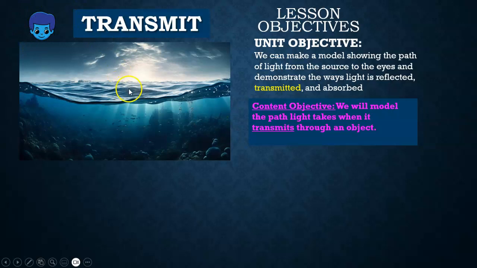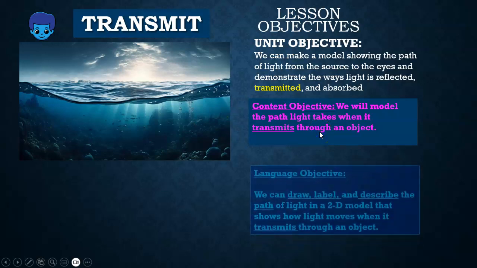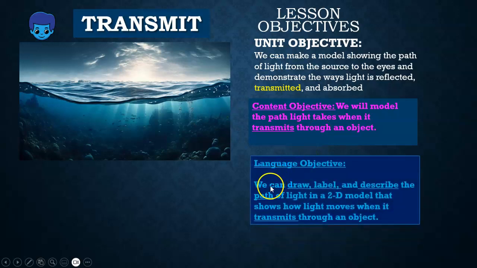It's a verb. We're going to come to that. Our content objective for lesson 3: We will model the path light takes when it transmits through an object. Make sure to fill that in. And our language objective, fill in the underlined words: We can draw, label, and describe the path of light in a 2D model that shows how light moves when it transmits, there's that word again, fill it in, through an object.